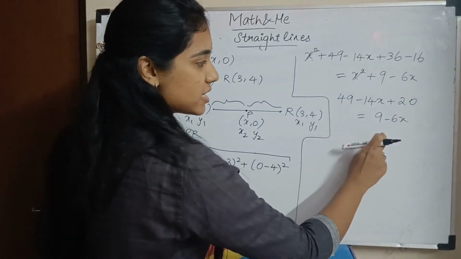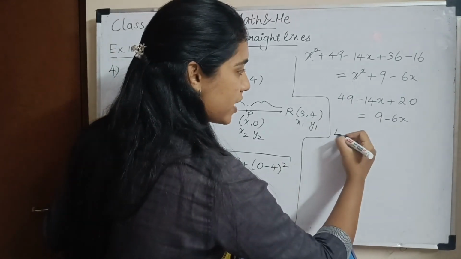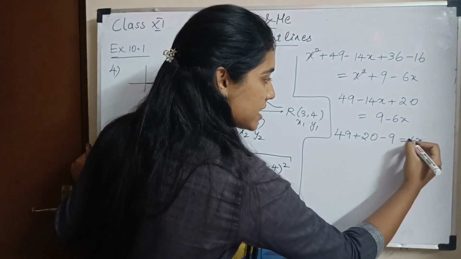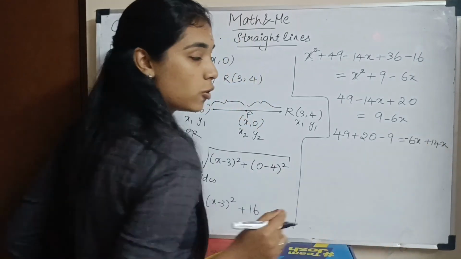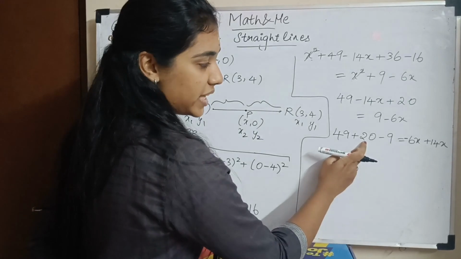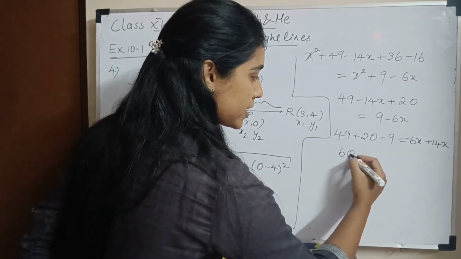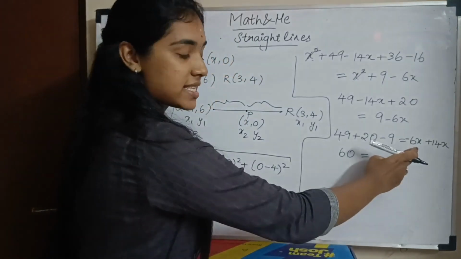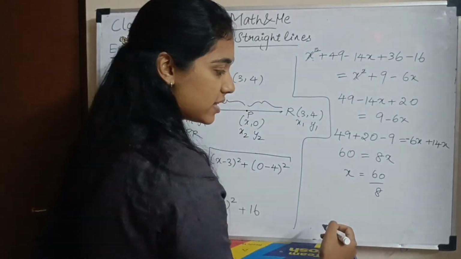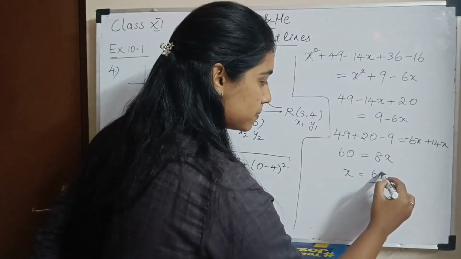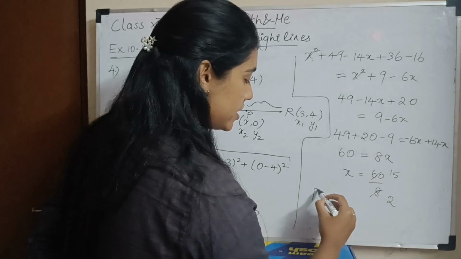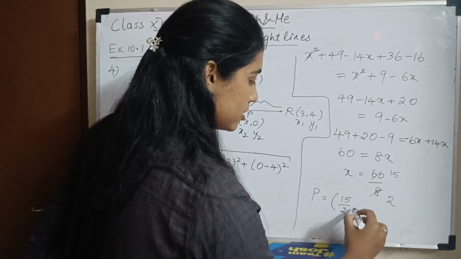I'm going to bring the 14x to the right hand side and 9 to the left hand side. So you have 49 plus 20 minus 9 equals minus 6x plus 14x. Don't mess up with the sign. It is very, very important. It changes your whole answer. So you have 49 plus 20, 69, minus 9, which is 60, equals 14x minus 6x, which is 8x. So x is equal to 60 by 8. This goes in the 4 table, so it's 15 by 2. So this is your x coordinate. So the point is (15 divided by 2, 0).